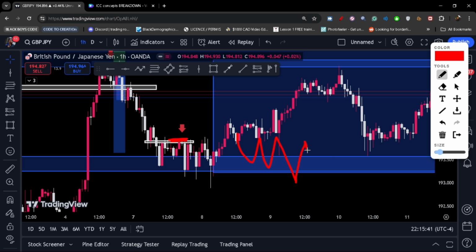sign to enter the sell to continue the trend. As you can see, price respected it, closed above it, and then a couple hours later it broke the previous high, which is this high right here. And once it broke the previous high, it retested, boom, and then continued the trend up. In this case, as you can see, it continued the trend up.